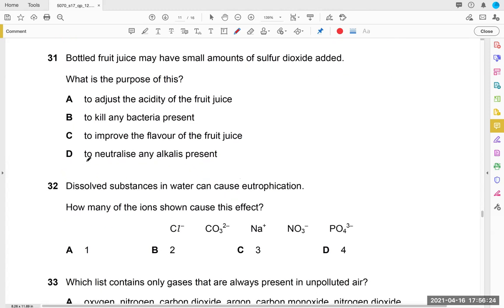Bottled fruit juice may have small amounts of sulfur dioxide added. What's the purpose of this? Sulfur dioxide क्यों add करते हैं? Because it kills any bacteria present. क्यों? Sulfur dioxide when it dissolves in water, it makes sulfurous acid, और जो कि एक weak acid है, लेकिन वो pH change होने की वजह से बैक्टीरिया की cell wall I think break down कर जाती है, तो वो खत्म हो जाते हैं. So B is the answer in this.